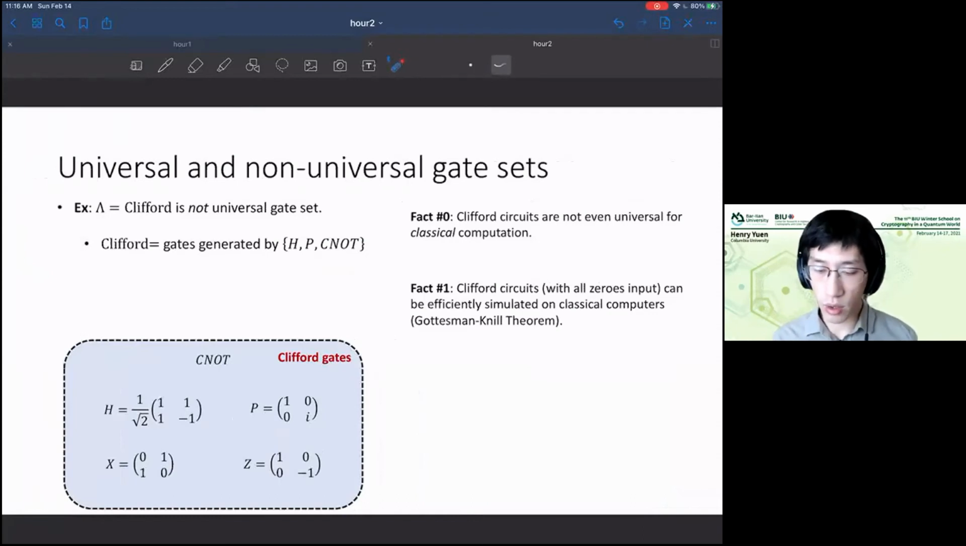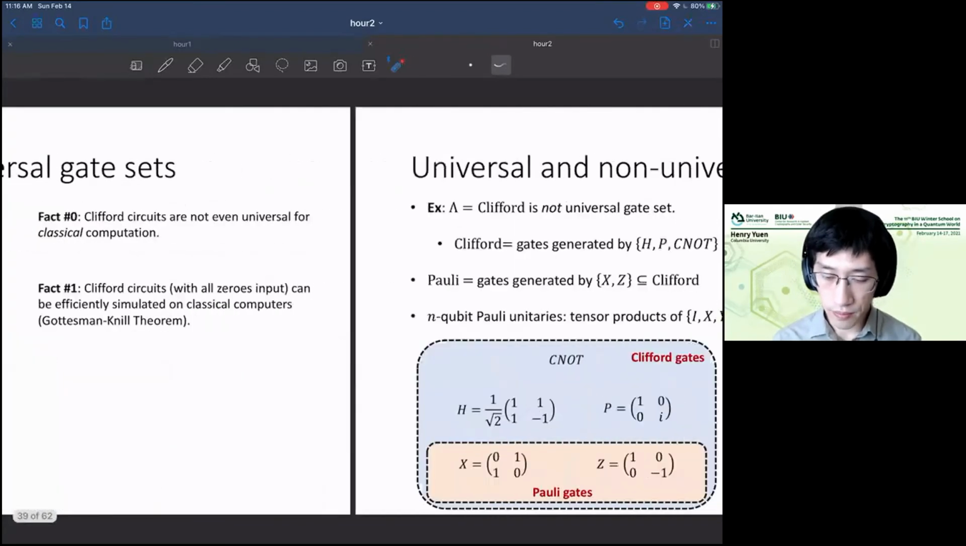So what's their use? Well, one important fact is that Clifford circuits can be efficiently simulated on classical computers, meaning that if you have a circuit that only has Clifford gates in it, and you start in the all zeros input, then the behavior of this computation can be simulated in polynomial time. This is called the Gottesman-Knill theorem.